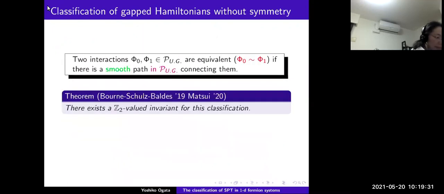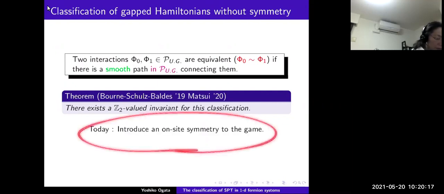So anyway, let us consider this classification problem without symmetry. For this classification problem, Bachmann, Schutzbaldes and Matsui independently showed the following thing. That is, there exists a Z2 valued invariant for this classification. So there are at least two different phases in this set. So this is a nice result. And then today's talk is about introducing an on-site symmetry to this game.